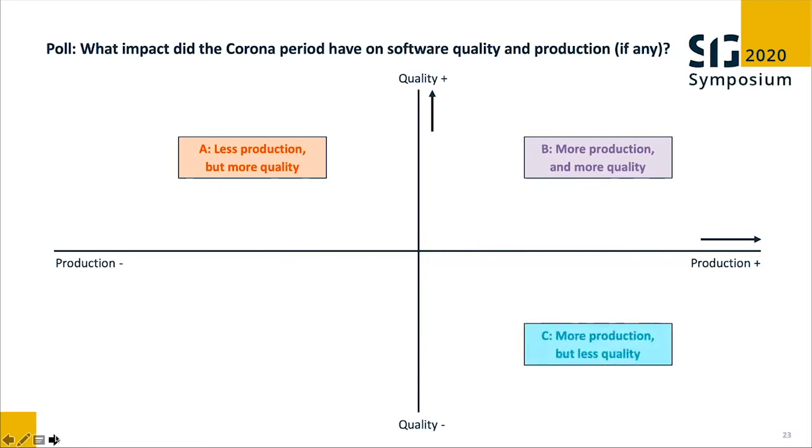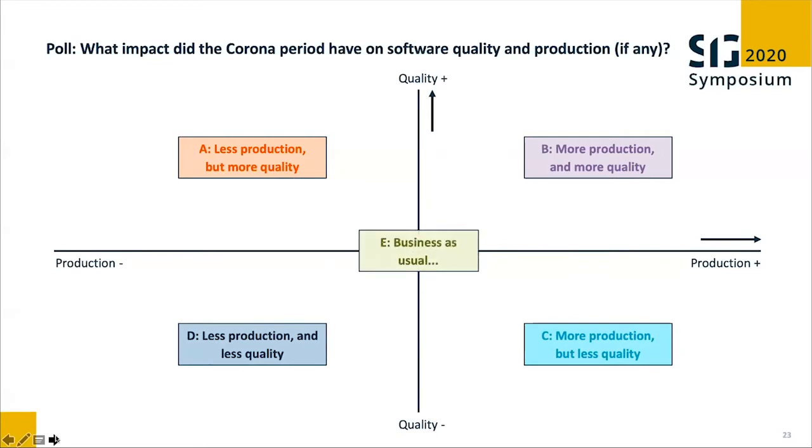Was there more production but less quality? Was there less production or less quality? Or was it just business as usual? Nothing really matters. Let's be very quick on that poll. Let's see what will reveal the answer after the results, because it's quite an elaborate answer. So with that said, I will continue, hand over to Magiel again to go into some interesting plots.